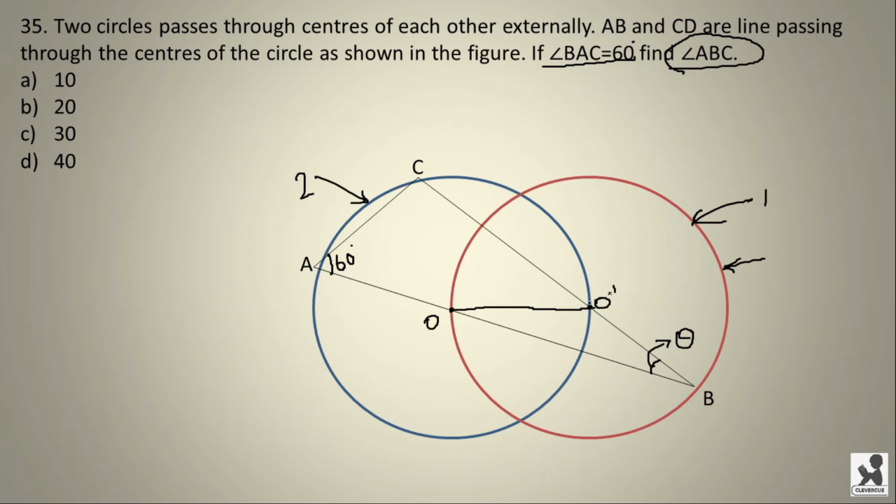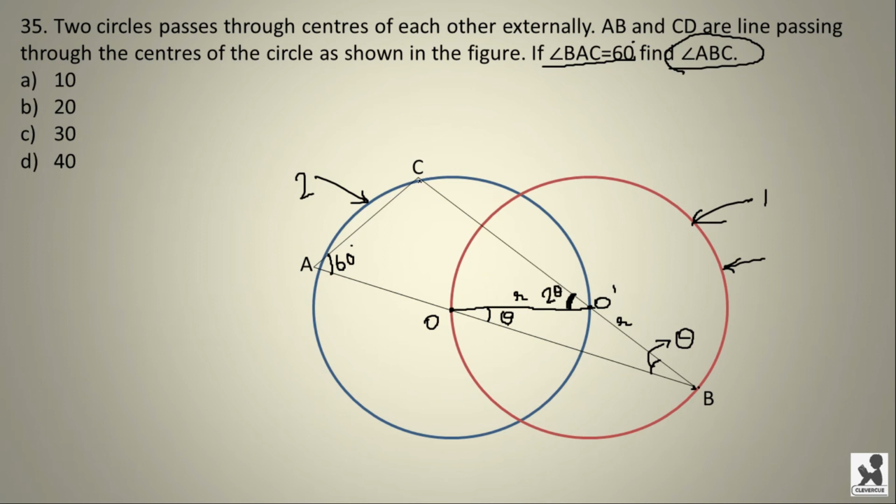Now we can see that O dash B is the radius of the first circle. That is, if this is R, then this is also R. This angle O dash OB is also theta. Now we can find angle O dash C, that is this angle. This is the external angle in the triangle O dash OB. The value of the external angle is the sum of opposite angles, that is theta plus theta, which is 2 theta.